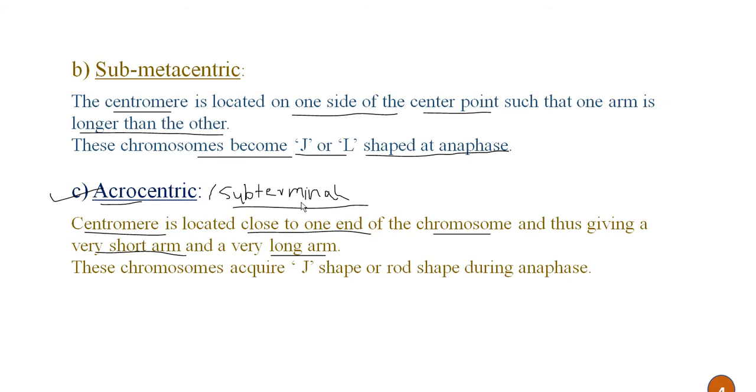Subterminal chromosomes are acrocentric chromosomes, and these chromosomes acquire a J shape or rod shape during the anaphase. So this is the shape of the acrocentric or subterminal chromosome during the anaphase.